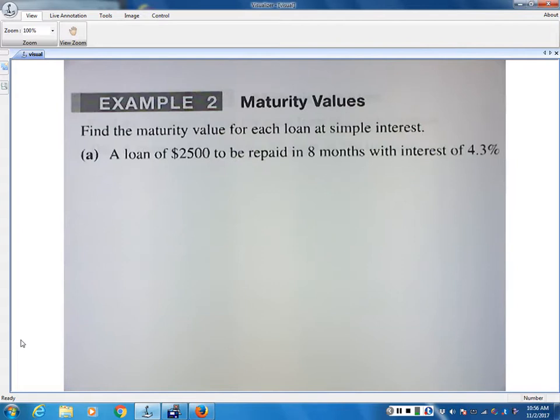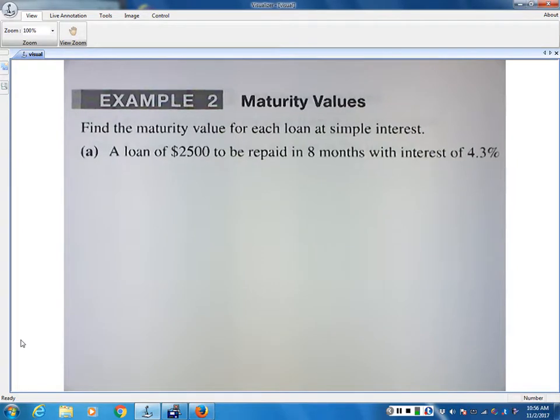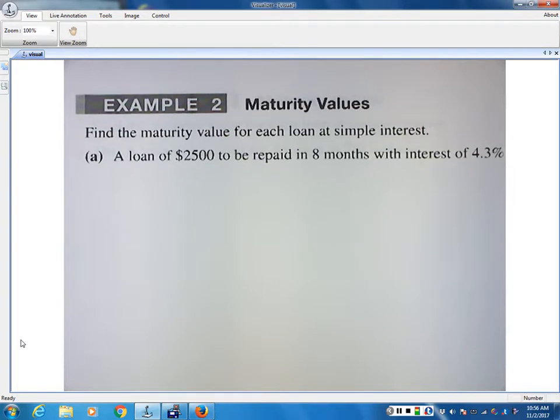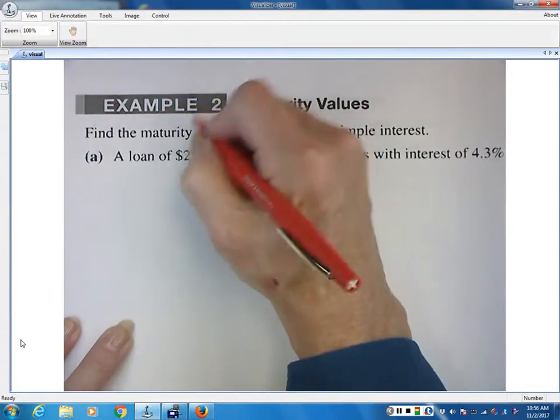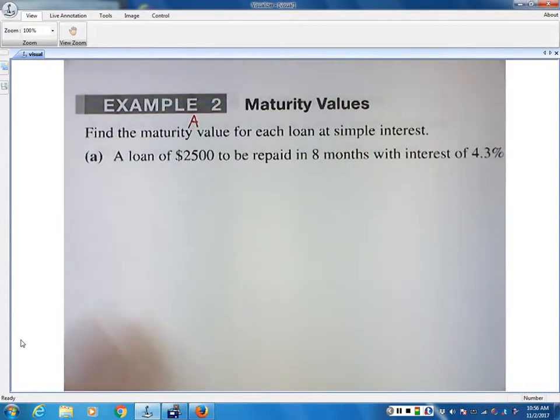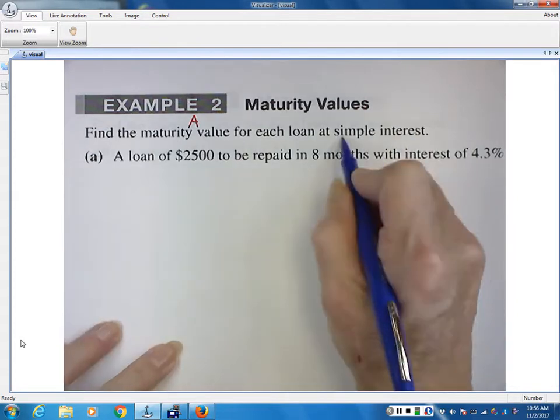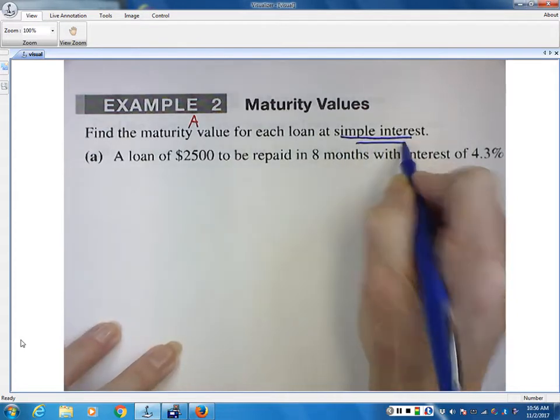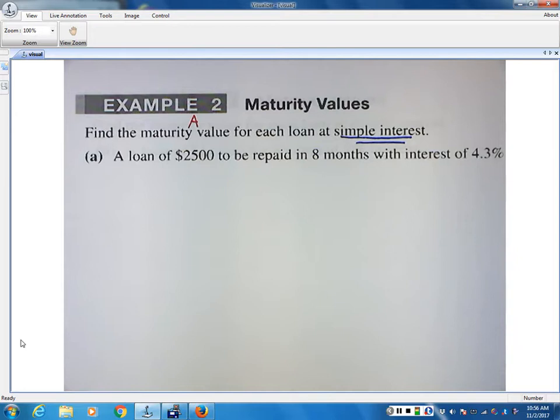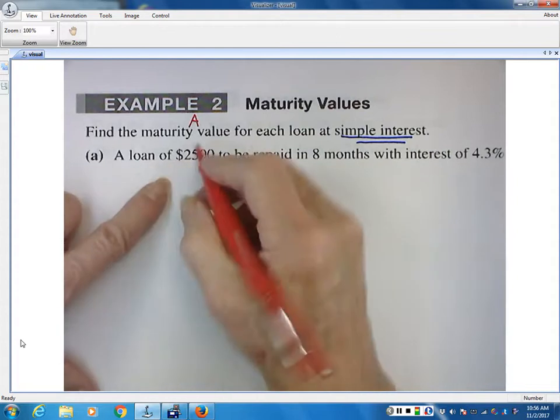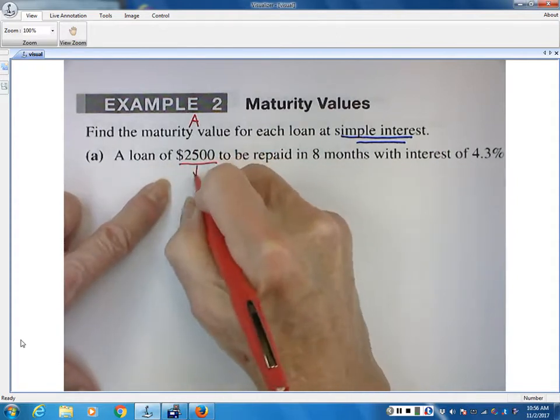Well, here's an example for a maturity value. Find the maturity value, which is A, for each loan at simple interest. And the key here is you have to keep looking for the words simple interest. You have to see the word simple in front of interest for this to work, because that's the only time you use this formula. So here's your present value. You take a loan for $2,500.